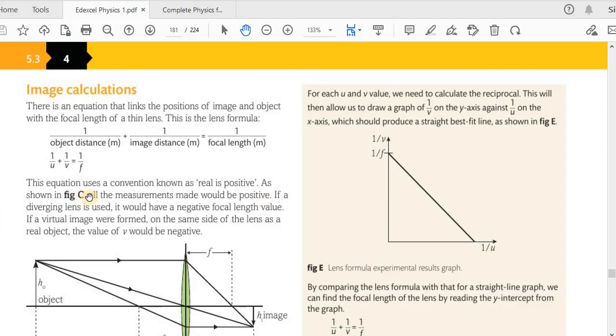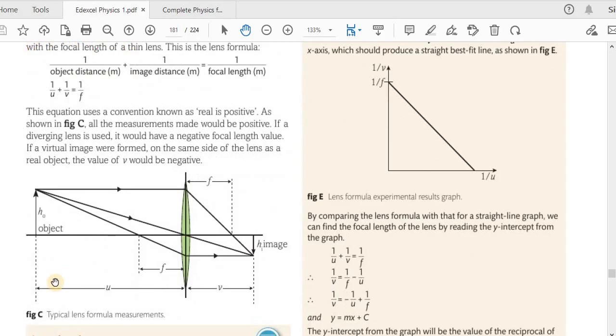As shown in figure C, all the measurements made would be positive. Here you can see it's a convex lens, so it forms a real image. If a diverging lens is used, it would have a negative focal length value. If a virtual image were formed on the same side of the lens as a real object, the value V would be negative. So image distance would be negative. We will go through this a little more so you can understand it better.